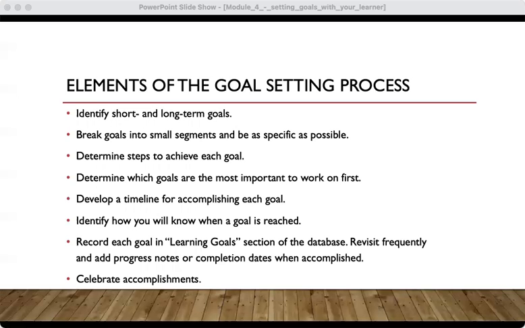Identify how you will know when a goal is reached. Record each goal in the Learning Goals section of the database. Revisit it frequently and add progress notes or completion dates when accomplished. Celebrate your accomplishments.